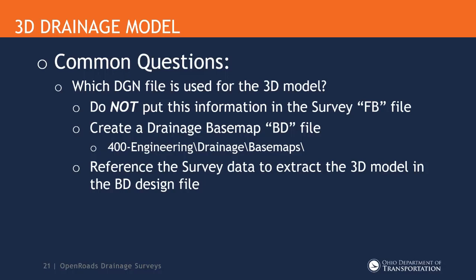Another question is, hey, which design file do I use for that 3D model? And I'm going to say we do not want you to put this information in the field book. It should be in a separate drainage base map, and that would go under the 400 engineering drainage base maps folders, and then you would reference the survey data to extract a 3D model in that BD design file.